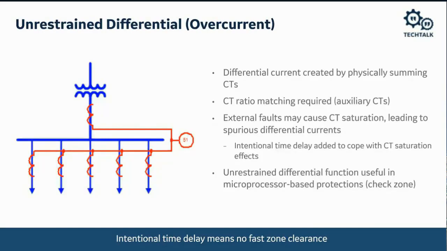The other disadvantage: external faults can lead to spurious differential currents. So we usually intentionally delay the scheme to ride through some of those spurious signals. Hence why we have an ANSI 51, which is a time overcurrent scheme, versus a 50, an instantaneous overcurrent.